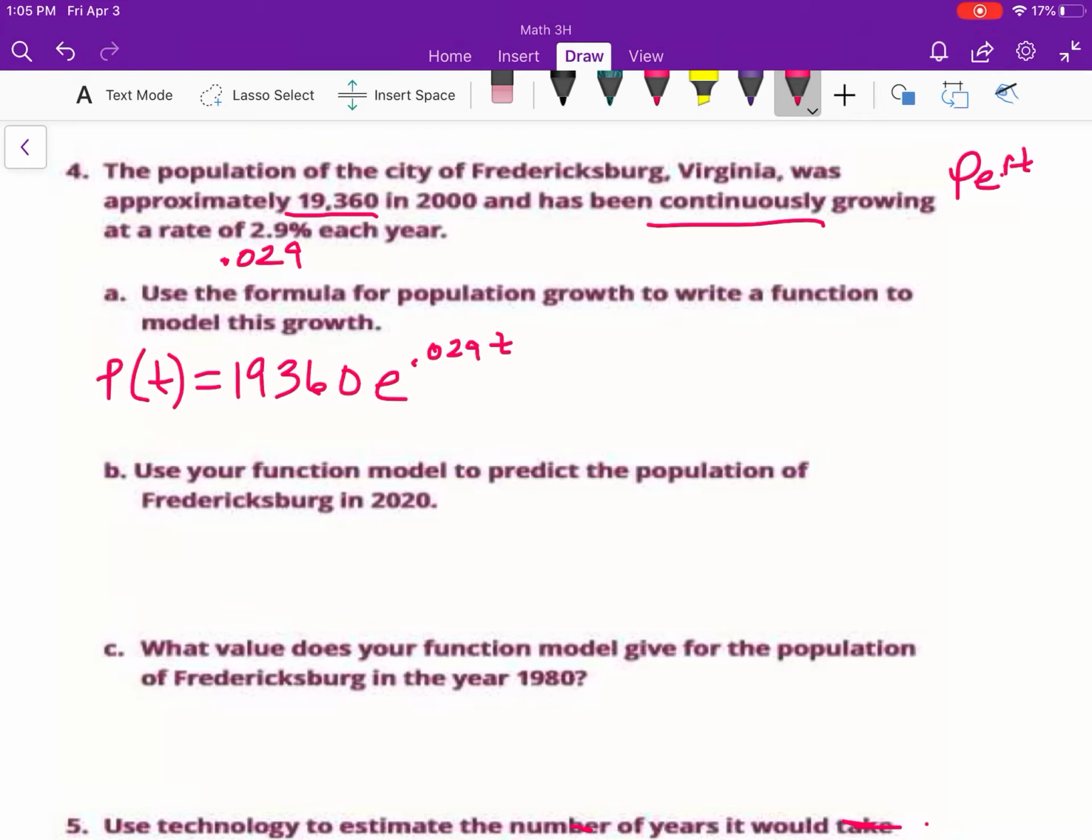So then it says, use your function model to predict the population in 2020. So obviously, let me double check what they're doing here first so I don't give you their wrong answer. We would have 19,360, second ln to give me my e, 0.029. And now think about it. How many years is it from 2000 to 2020? Obviously here, t is going to be 20 years.